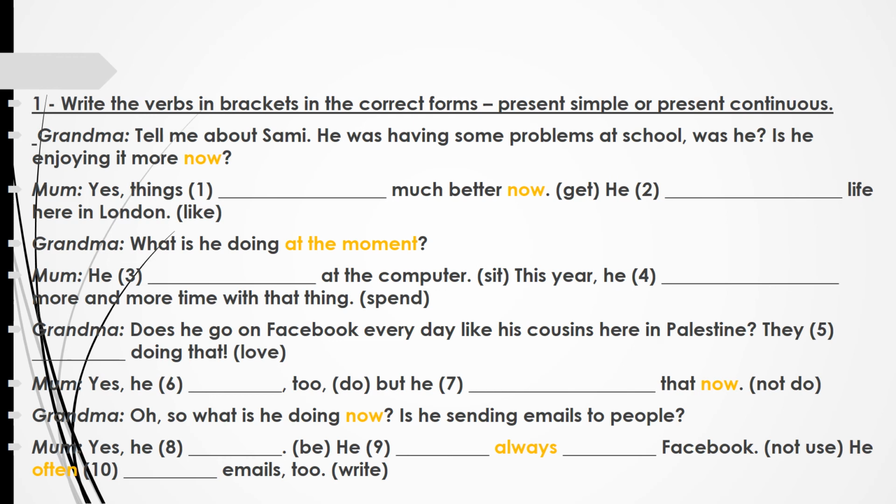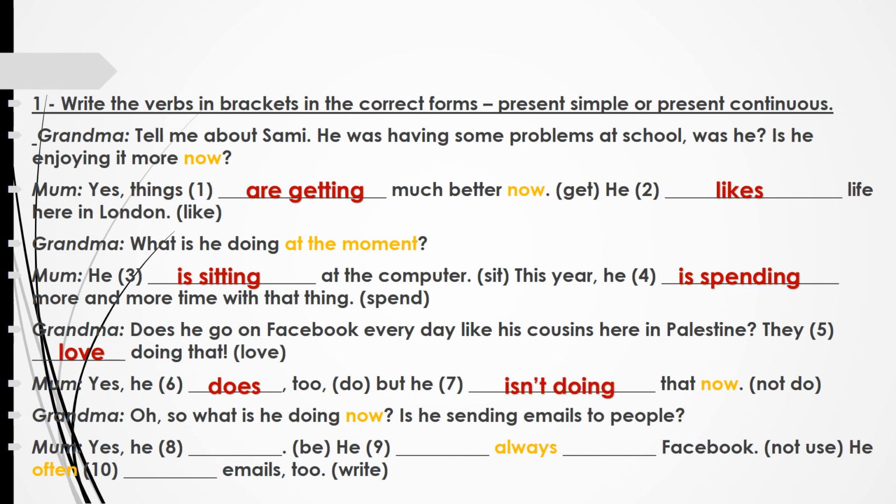Tell me about Sammy. He was having some problems at school. Was he? Is he enjoying it more now? Yes, things are getting much better now. He likes life here in London. What is he doing at the moment? He is sitting at the computer. This year he is spending more and more time with that thing. Does he go on Facebook every day like his cousins here in Palestine? They love doing that. Yes, he does too. But he isn't doing that now. Oh, so what is he doing now? Is he sending emails to people? Yes, he is. He doesn't always use Facebook. He often writes email too. Please check your answers.